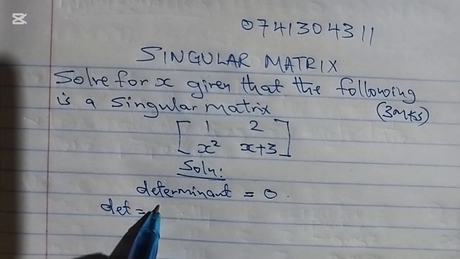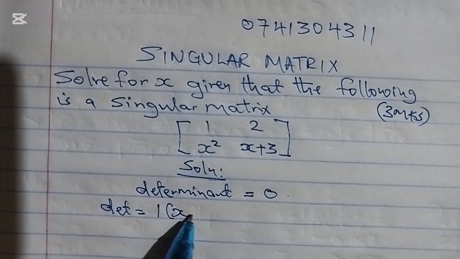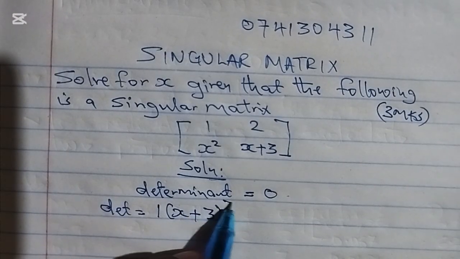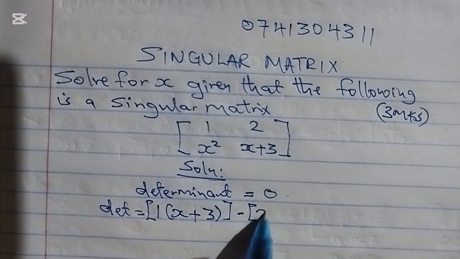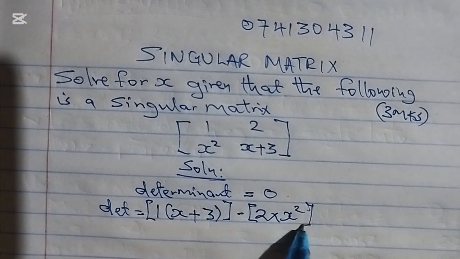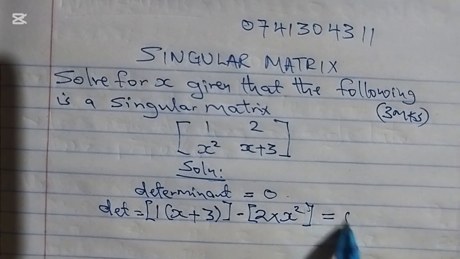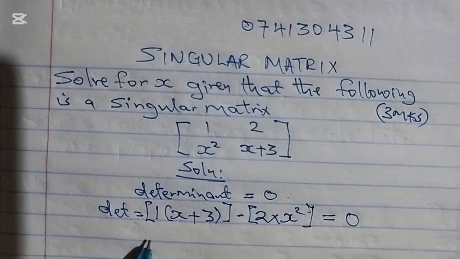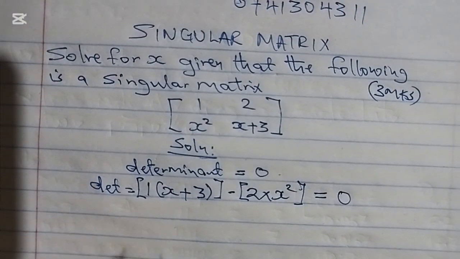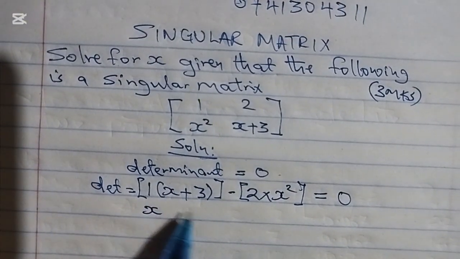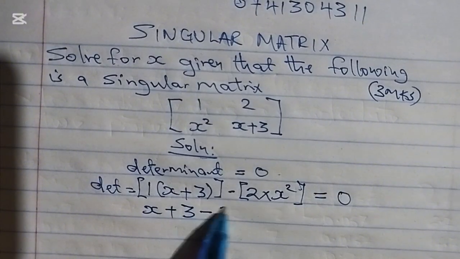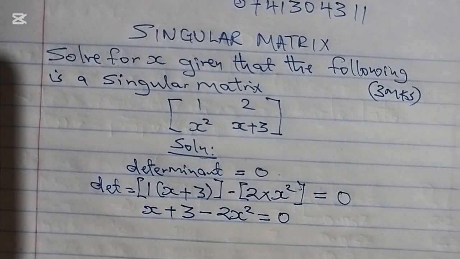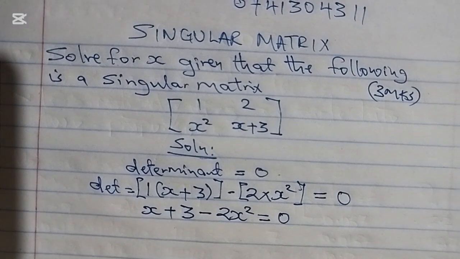That will be 1 times x plus 3. What you get here, you minus the product of elements in the minor diagonal, which is given by 2 times x squared. And what you get here as your determinant should be equivalent to 0. So 1 times x is x, plus 1 times 3 will be 3, minus 2 times x squared is going to be 2x squared. This should be equivalent to 0.